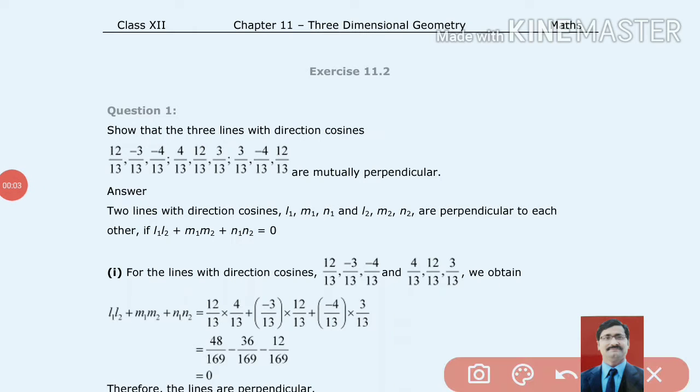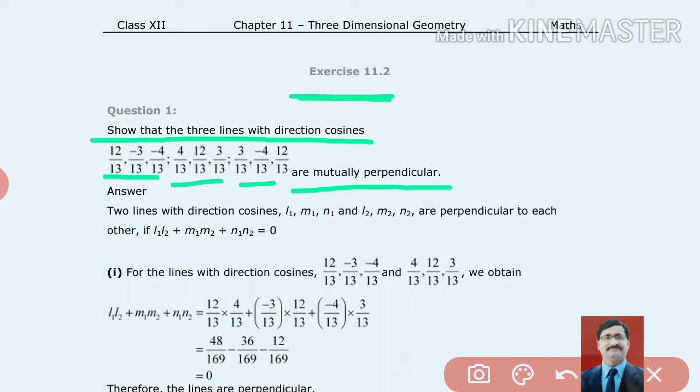In exercise 11.2, there are three lines with direction cosines of the first line, direction cosines of the second line, and direction cosines of the third line, and these lines are mutually perpendicular. For perpendicular lines, I have already given you the rule: if l1, m1, n1 and l2, m2, n2 are the direction cosines of two lines, and these are perpendicular to each other, then l1 l2 plus m1 m2 plus n1 n2 equals 0.